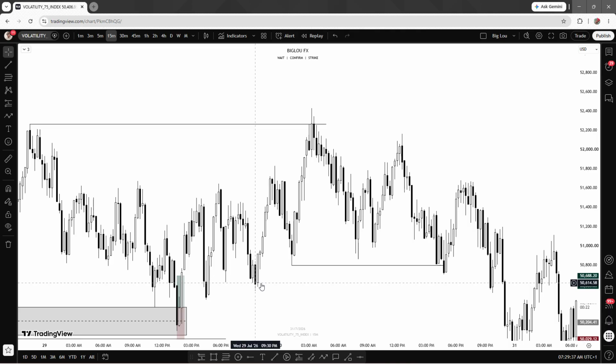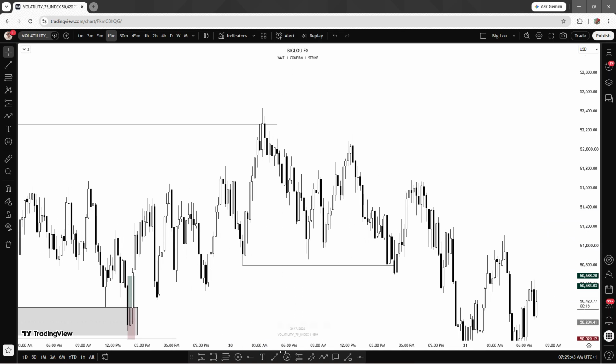And from here, what I could see, this zone was mitigated, this zone was mitigated, this zone was mitigated. The only unmitigated demand zone I'm seeing here would have been this one, just somewhere around here. If this structure had closed above with a candle body significantly, this zone would have been our zone to enter and target that high. But it didn't do that, so this zone did not hold.